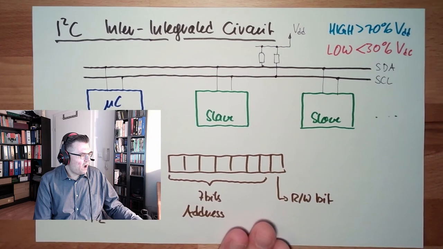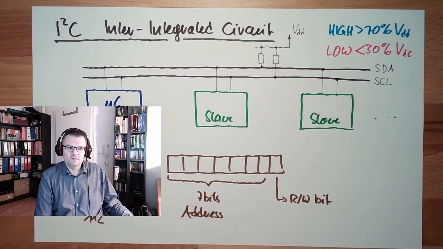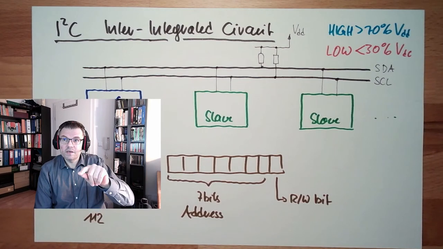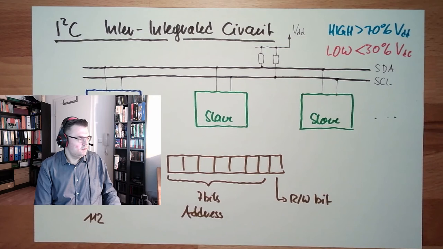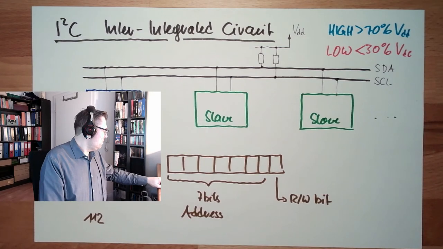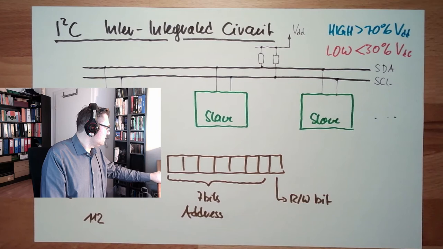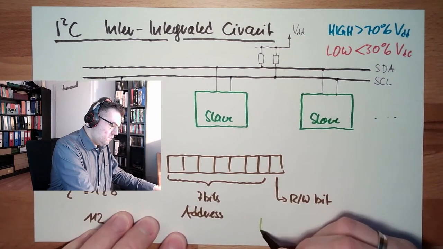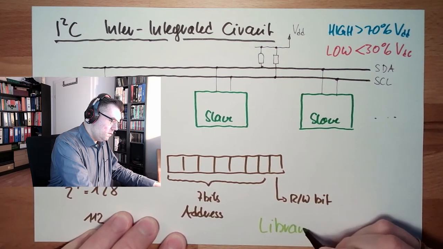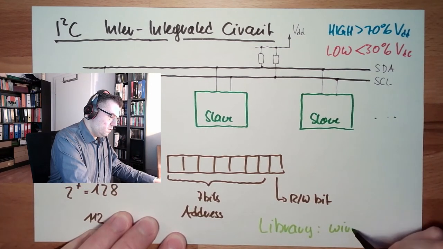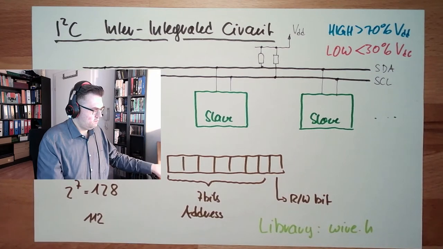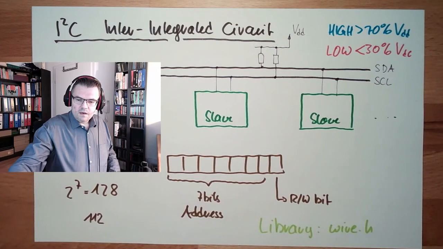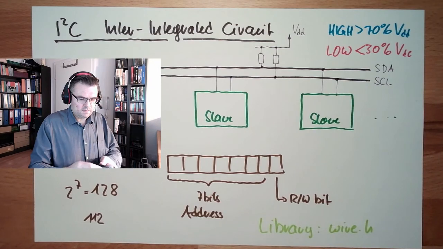That is how I2C communication is working, and we can use I2C communication on our Arduino. The Arduino library which we are using for this is called wire, Wire.h. This is the library.